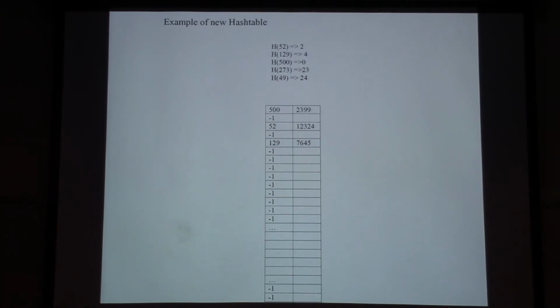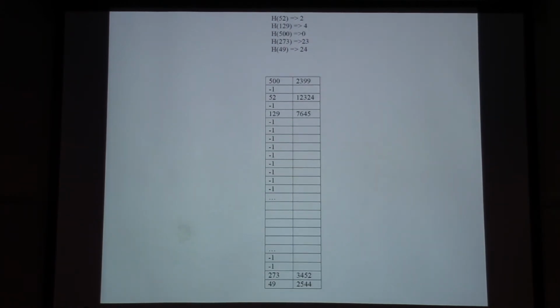So an example of the hash table would be if we're hashing, let's say, the number 52. If you do 52 modulo 25, that's going to be 2. So 52 goes into location 2, 0, 1, 2. How come key 500 goes into 0? 500 modulo 25 is 0.